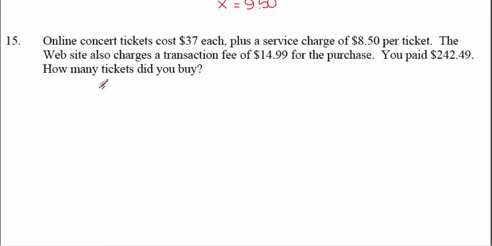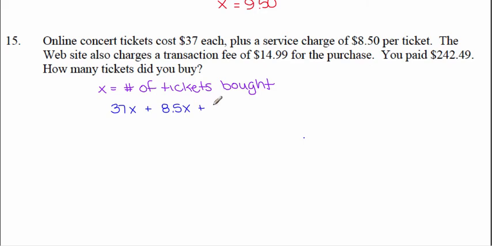So let's define my variable first. X is going to be the number of tickets bought. And now I need to write the equation. So if I take the $37 for the tickets times the number of tickets I buy, add it to the service charge of $8.50 times each ticket, and then add it to the transaction fee for the whole purchase, it's going to equal $242.49.